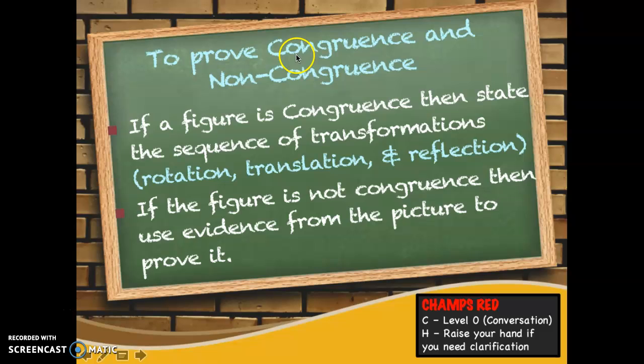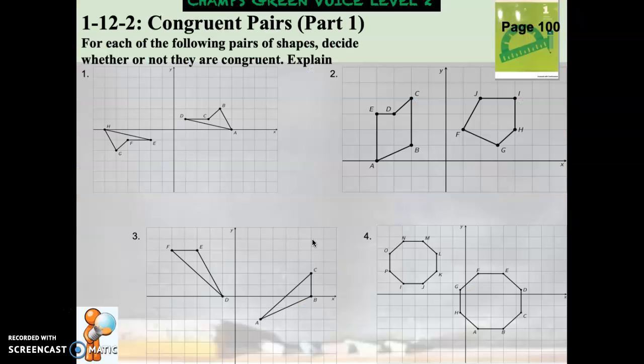So to prove congruence or non-congruence, if you're going to say they're the same size and same shape, you need to tell me what transformation occurred. In this case, rotation, translation, or reflection, or a combination. One more time, to prove congruence, you have to tell me what transformation occurred. If they're not congruent, you are going to give me specific evidence from the picture. If you're looking at a grid, maybe corresponding sides are not the same.